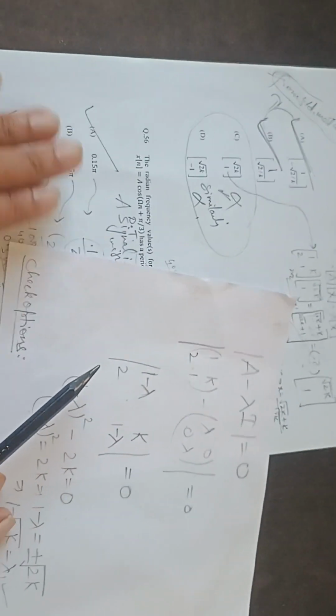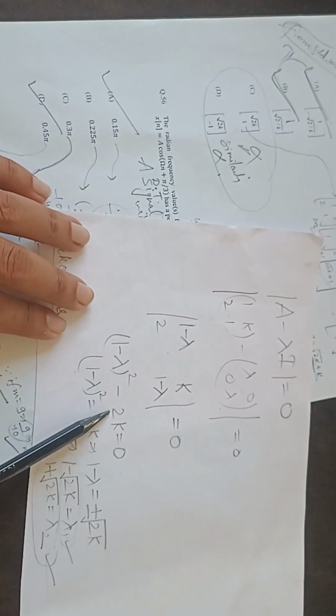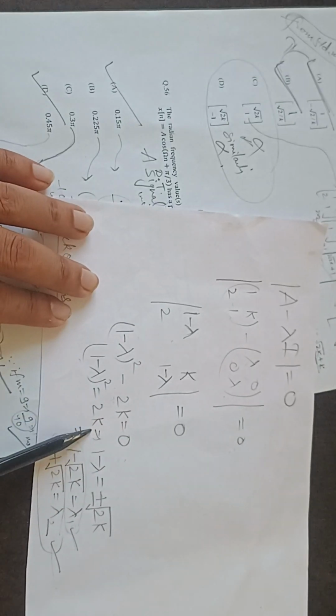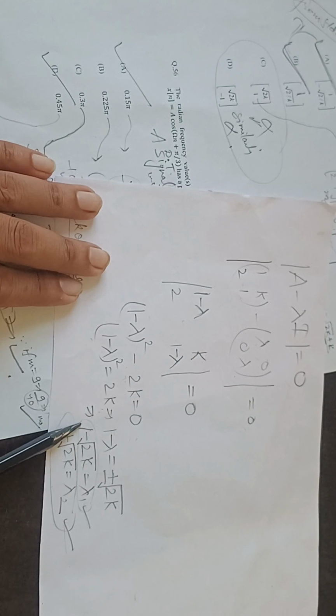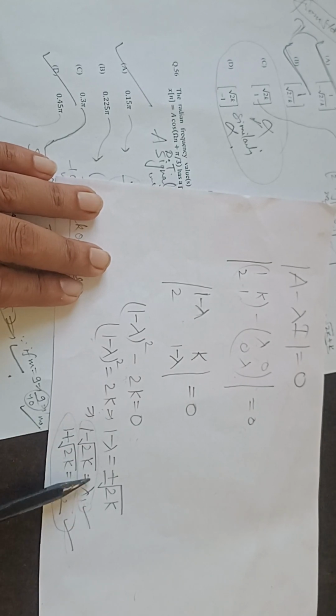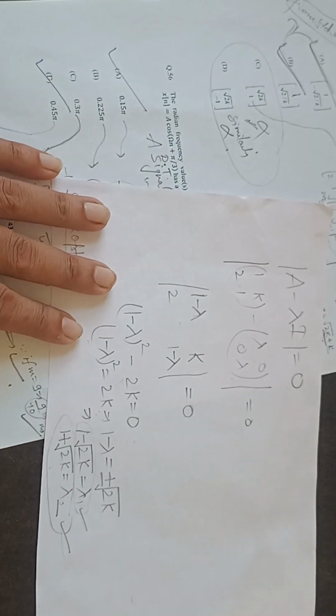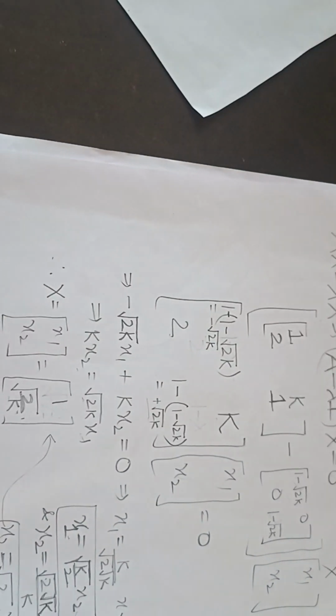On solving this we get (1 minus lambda) square minus 2k equal to 0. So (1 minus lambda) square is equal to 2k. So 1 minus lambda is equal to plus minus root 2k. So 1 minus root 2k is lambda 1 and 1 plus root 2k is lambda 2. So these are the two eigenvalues. Now for each eigenvalue we'll find the eigenvector.